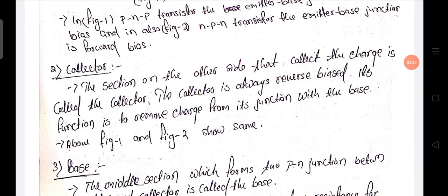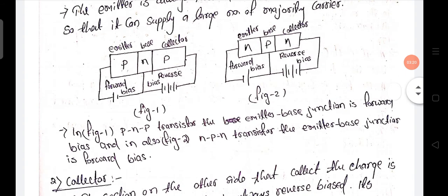Now let us see what the collector is. The section on the other side that collects the charge is called the collector. The emitter emits the charge, and that emitted charge is collected by the collector on the other side. This collector is always reverse biased, as you see in the figure. Its function is to remove charge from its junction with the base, that is, the NP junction, with the help of the base.